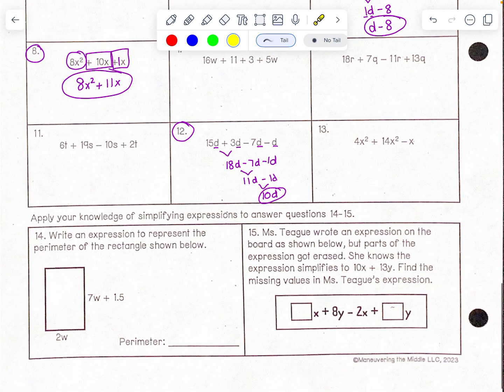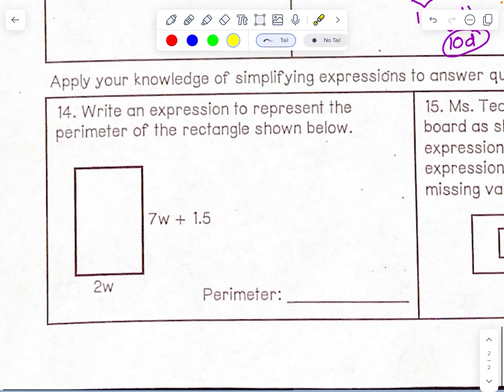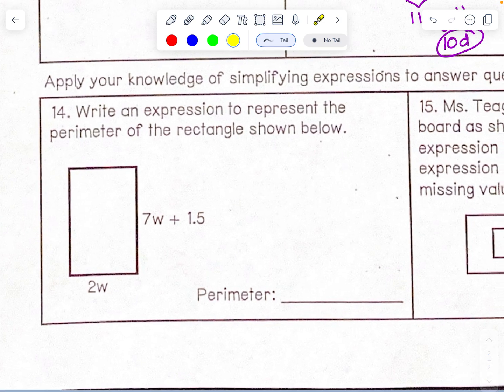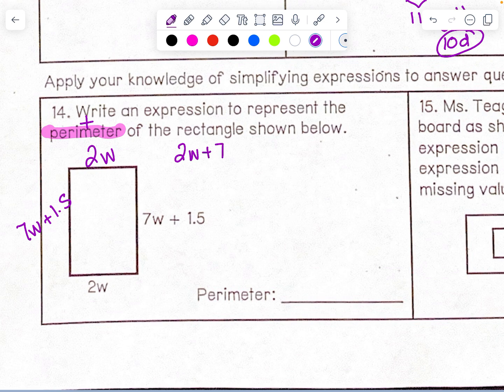Okay. And then the last one we're going to do together here. It says write an expression to show the perimeter of the rectangle. So you have to remember what the word perimeter means, and it means you're adding all the sides because you're finding the measure of the outside. So you have to include all the sides. And then I would write it out. 2w plus 7w plus 1.5 plus 2w plus 7w plus 1.5. Okay, that's a really long expression that we would want to simplify.